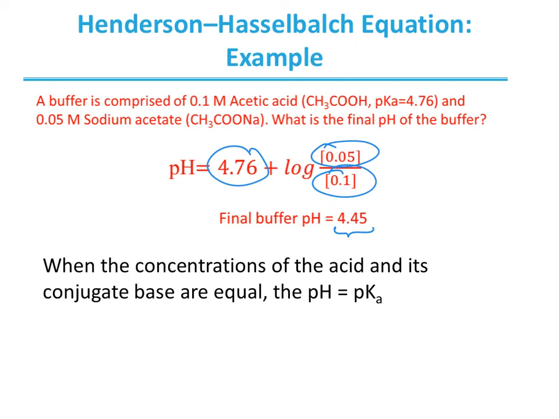Now, when the concentrations of the acid and its conjugate base are equal, the pH equals the pKa, which is what we saw with the titration curve. And mathematically that makes sense because if these were equal, then you'd have the log of 1 here, which would be 0. So in that case, the pH would equal the pKa plus the log of 1, or pH equals pKa because the log of 1 is 0.